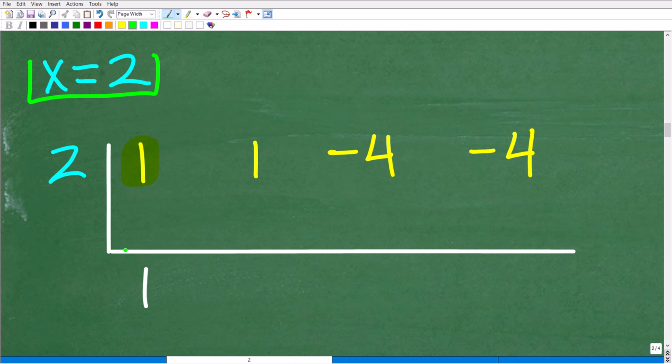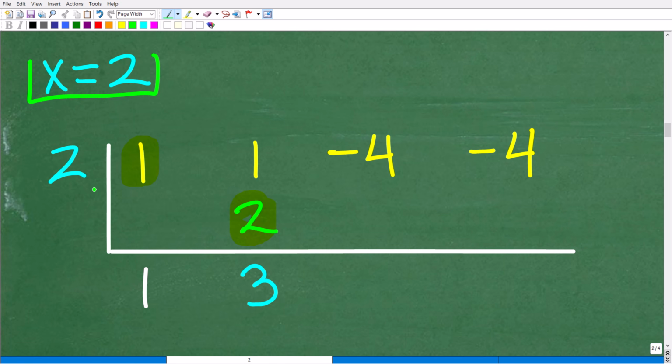So we're dropping the 1 down like so, and you're going to go 2 times 1 is what? Well, 2 times 1 is 2. All right, and you're going to put your answer to this first step right here. Now the next thing you do, you're going to add down. So 1 plus 2 is what? That's 3.